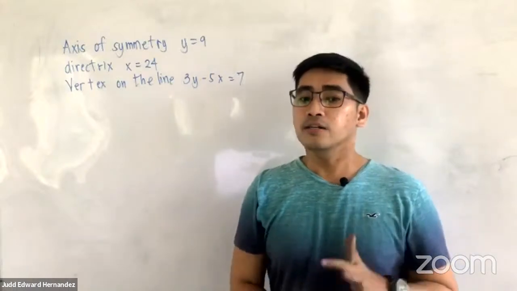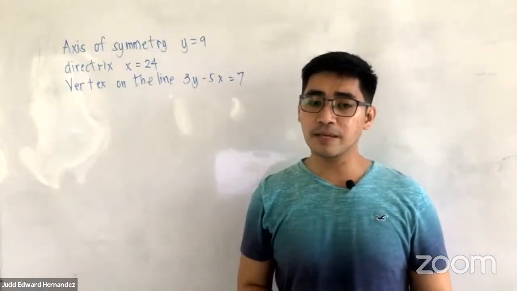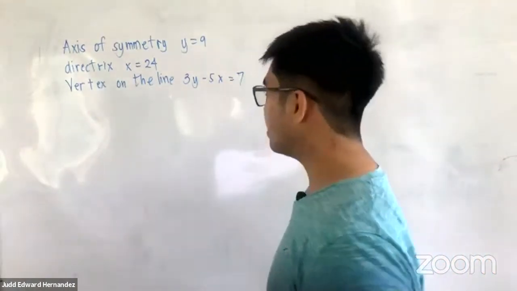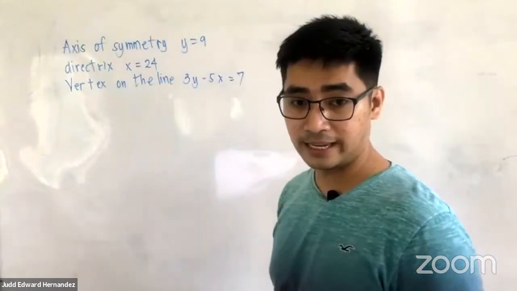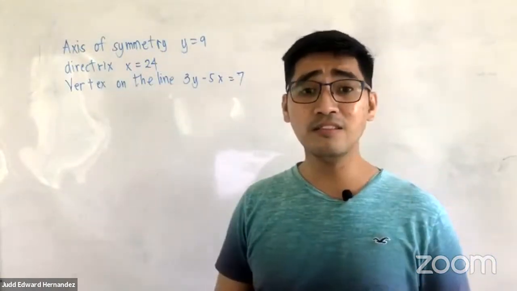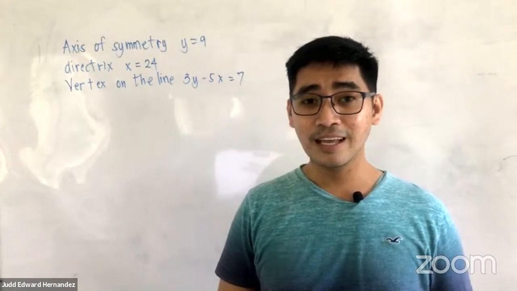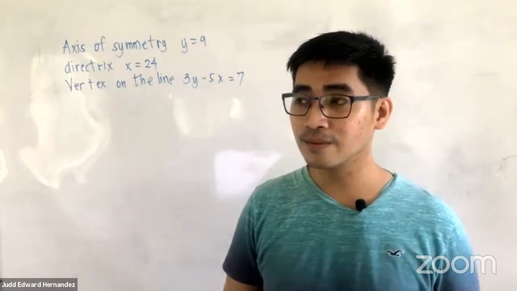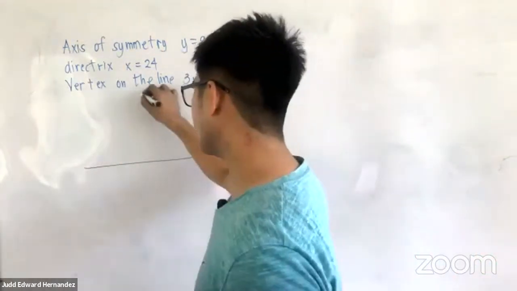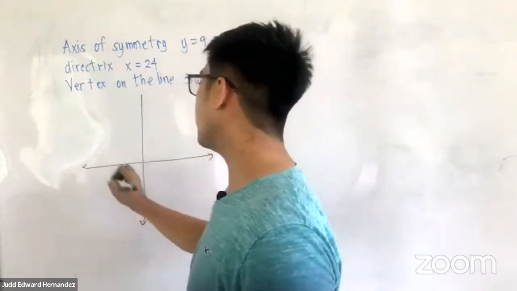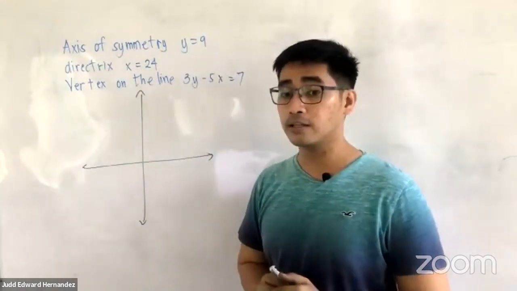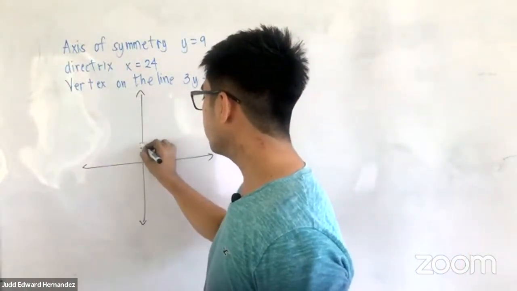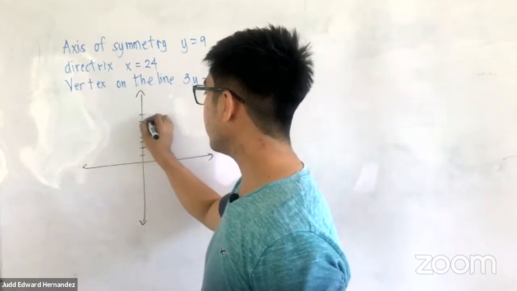Okay. So what if we are now given the axis of symmetry y is equal to 9? Okay. Sabi sa atin, the axis of symmetry y is equal to 9. Anong unang gagawin natin? We need to graph. Okay, i-graph natin kasi hindi mo pa naman alam yung gagawin eh. Hindi pa nga tinuturo ni Sir Jad kung ano yung gagawin. Dapat i-graph muna natin. So kung i-graph natin to, sabi y is equal to 9. 1, 2, 3, 4, 5, 6, 7, 8, 9.